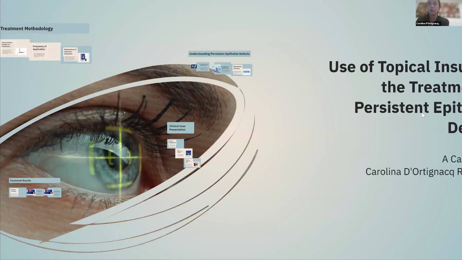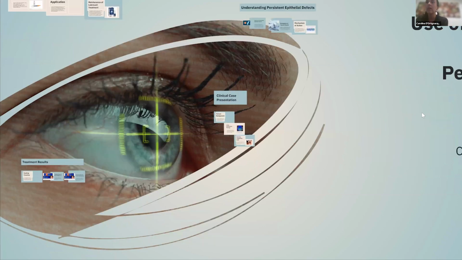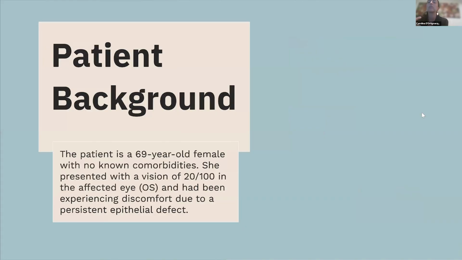Okay, so I had a patient with a persistent epithelial defect, and she had tried a lot of other antibiotics. So I decided to start with topical insulin. The patient background is a 69-year-old female with no comorbidities. She presented with a vision of 20/100 in the affected eye, the left eye, and had been experiencing discomfort due to a persistent epithelial defect.